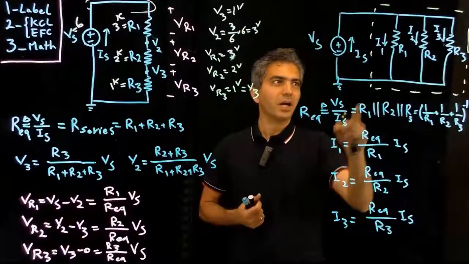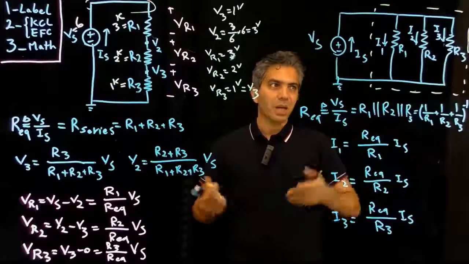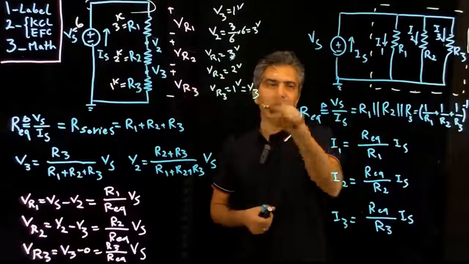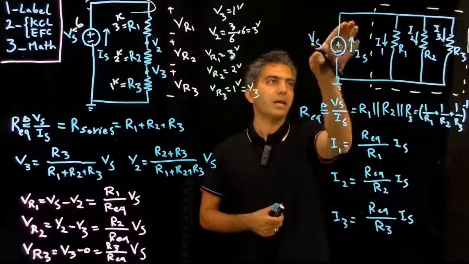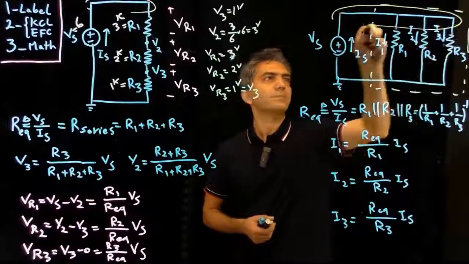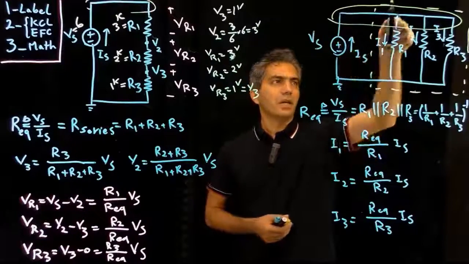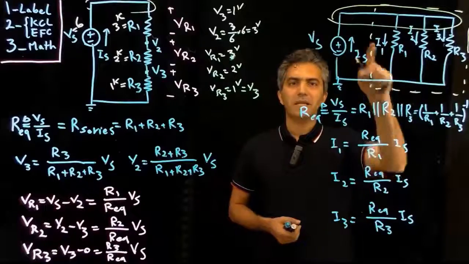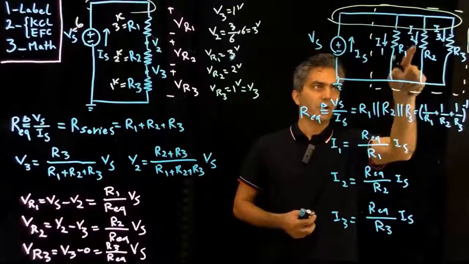Now, when it comes to the current, obviously the current is different with each one. This is a result of KCL. IS gets distributed between 3. So if this is a node, basically, IS goes in, and I1, I2, and I3 all leave that node. So IS is equal to I1 plus I2 plus I3.